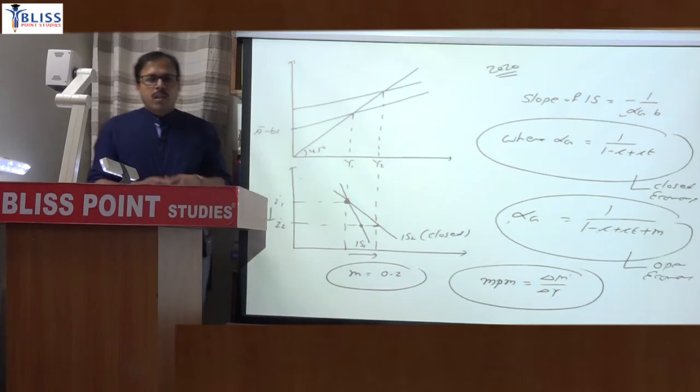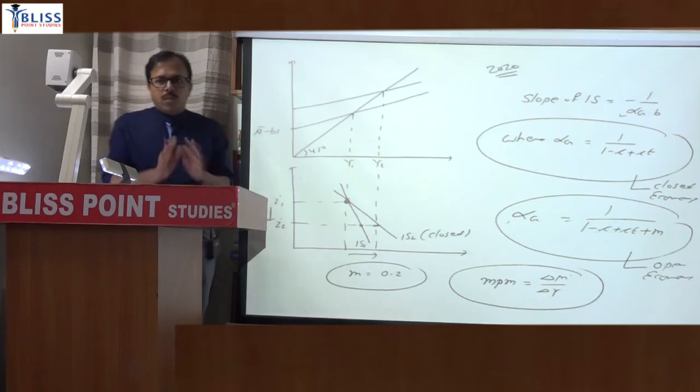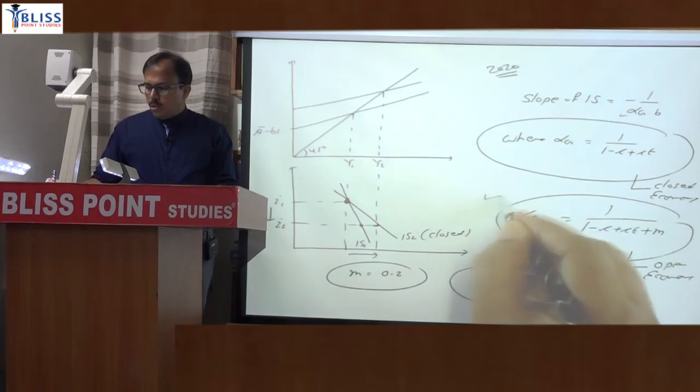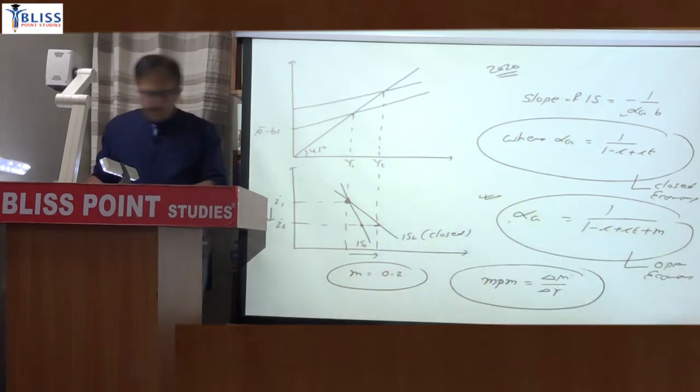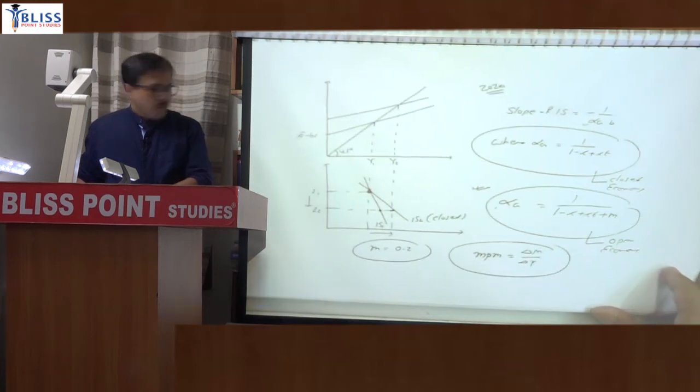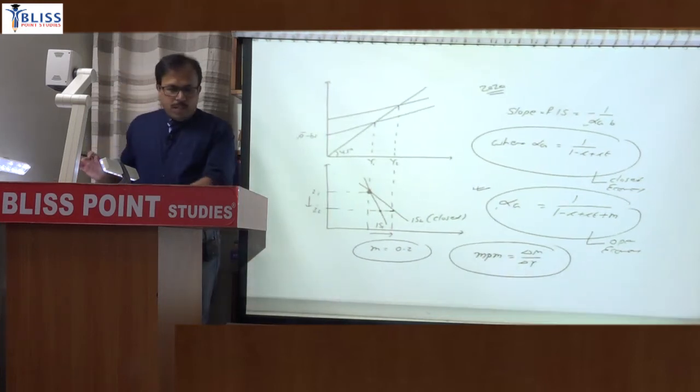If you know the basic things, what is the IS curve, what is the slope of the IS curve, what is the multiplier, and how the slope of IS depends upon the multiplier, then you can relate. Clear? So add this. Explain this part now.